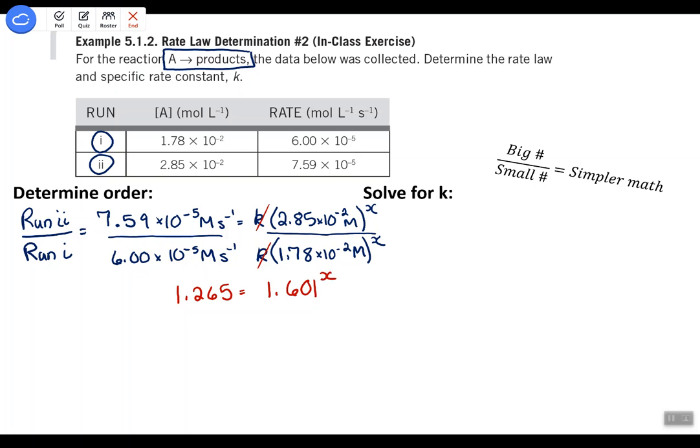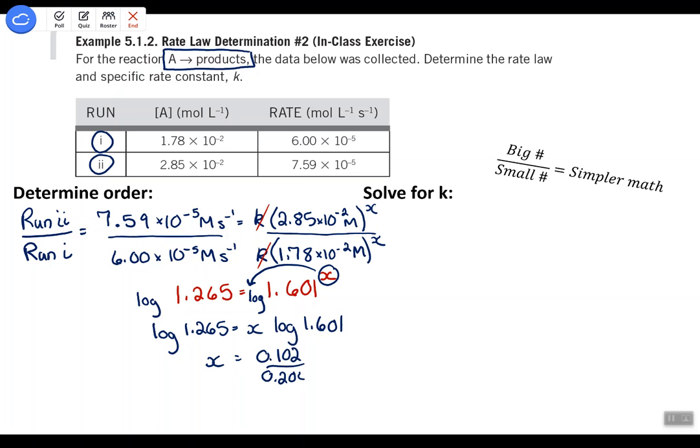I need to isolate x. I need to bring that down from its exponent location. So I'm going to take the log of both sides, which allows me to bring this x down. I can isolate x by dividing both sides by log 1.601. I'm just showing an intermediate step here. x is 0.5. Kind of weird, but it can certainly happen.